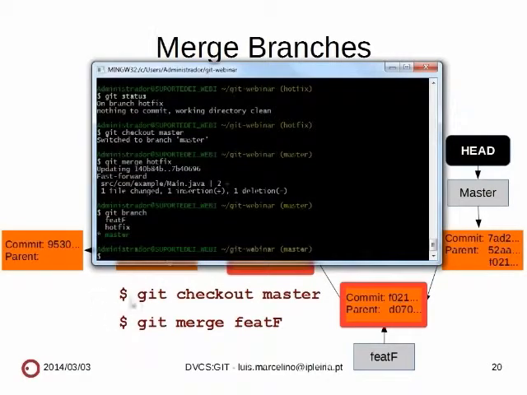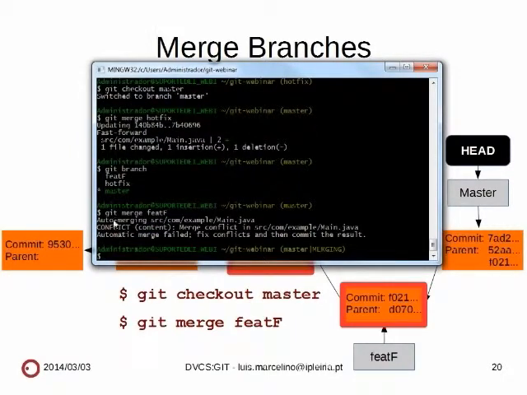So if I'm going to git merge and I do feature f, I have a conflict, okay? Because both changed my Main.java class. I didn't know they both did.